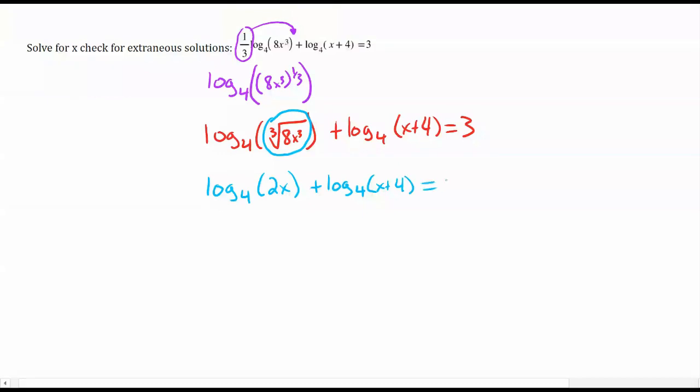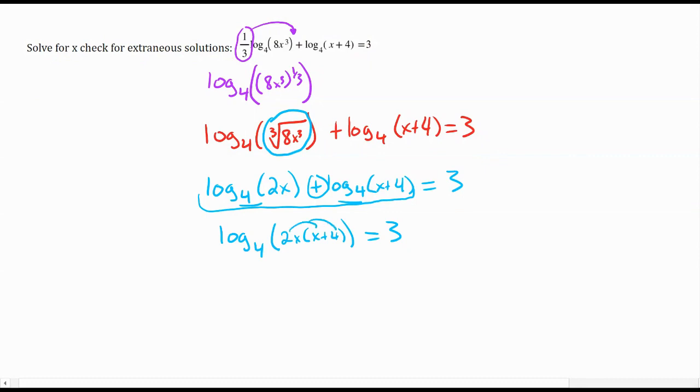Okay, so now that I've simplified that first log, now I'm going to condense them into a single log. Because I am adding two logs with the same base, I can condense them into a single log where I'm multiplying the stuff that is on the inside here. So that becomes log base 4 of 2x times x plus 4. I'll distribute that to make it log base 4 of 2x squared plus 8x.